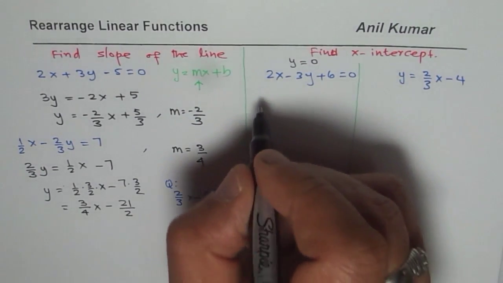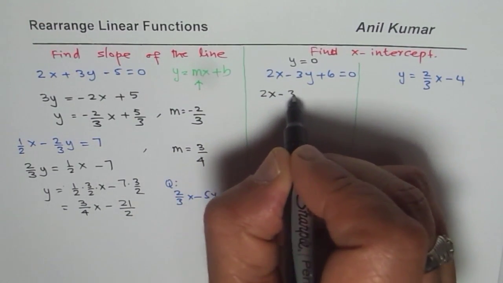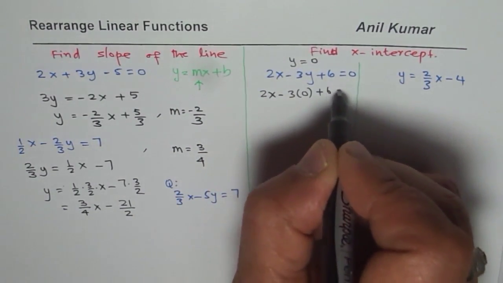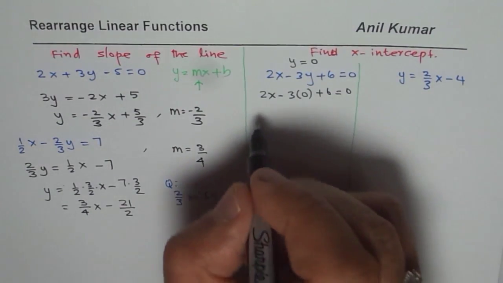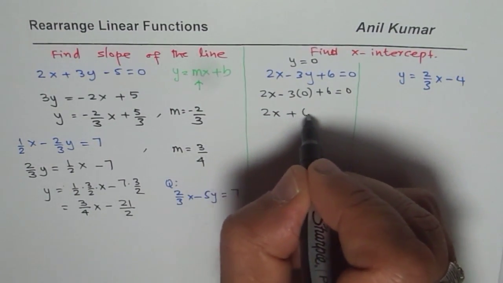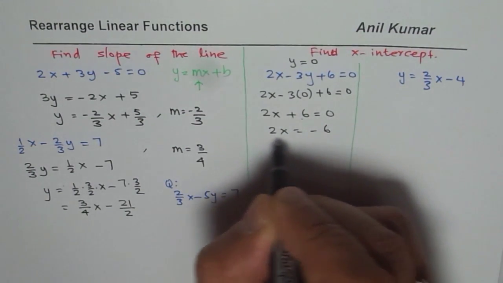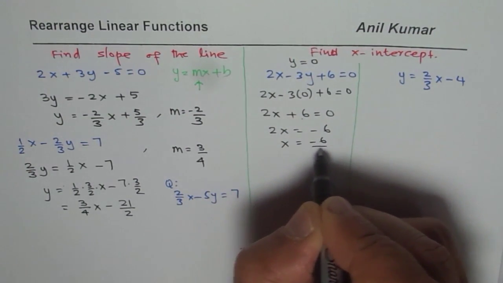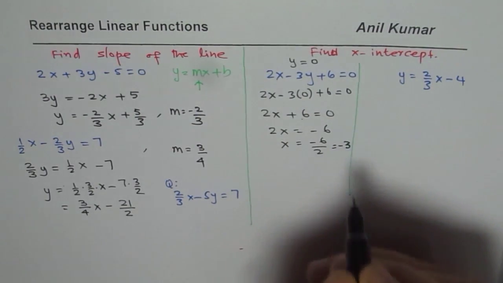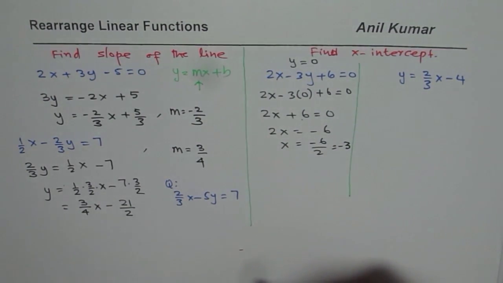So if I write y as 0, I get 2x minus 3 times 0 plus 6 equals 0. So now it is basically 2x plus 6 equals 0. I can take 6 on the other side. 2x equals minus 6, divided by 2. Minus 6 divided by 2 is minus 3. So my x-intercept is minus 3.